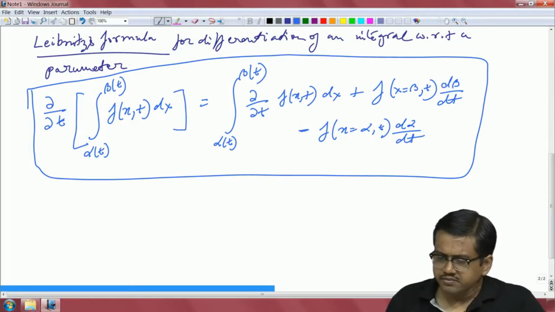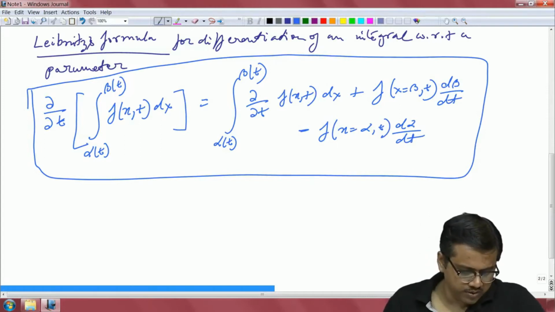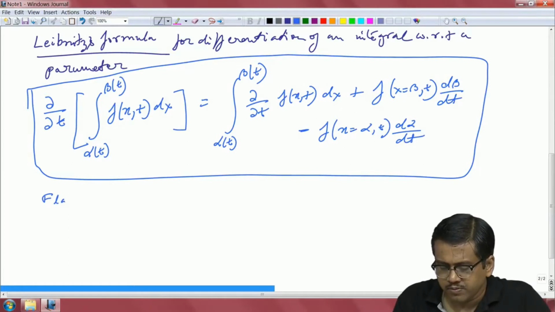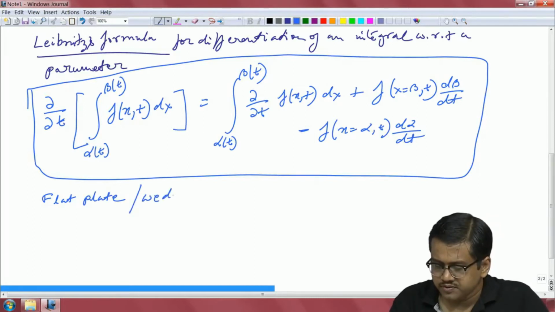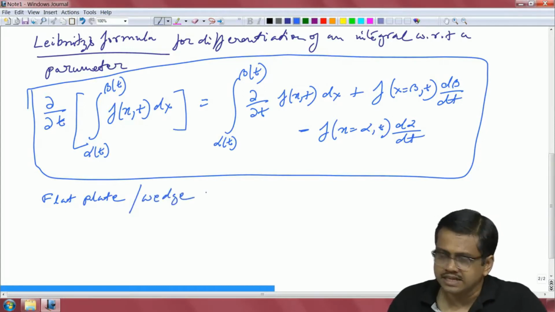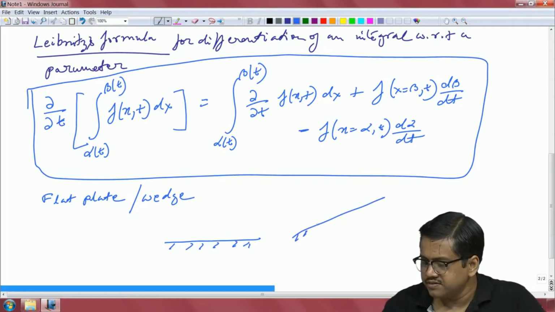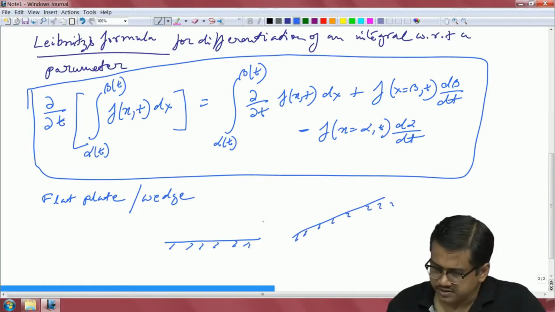Now, we are going to need this when we actually do this integral formulation. Let us go back to our problem and take the case of a flat plate. It can be a wedge also. The wedge part we will do with similarity a little later. So, the flat plate will be like this, and the wedge will be something like that, that means an inclined flat plate, whatever it is.